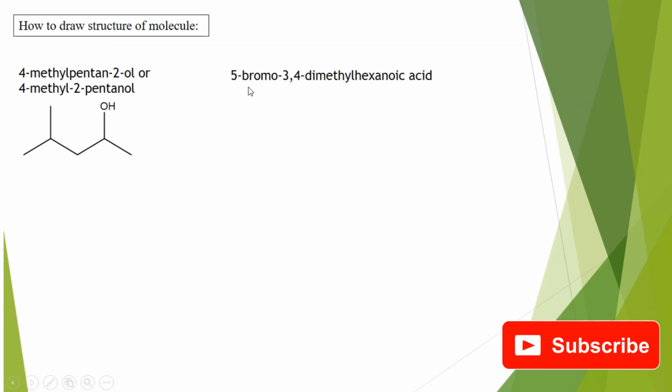Here, the example is 5-bromo-3,4-dimethyl hexanoic acid. Again the same. See the parent name. It is a hexanoic acid. Hexane means 6 carbons. OIC acid, it is a carboxylic acid. So this is 1, 2, 3, 4, 5, 6. Hexanoic acid. Then the positions of the substituents. 5-bromo. 1, 2, 3, 4, 5. So the fifth position is substituted with bromine and the 3 and 4 positions are substituted with the methyl groups.